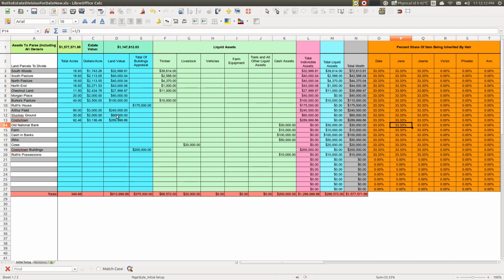The next section of this is we got to parse out who gets what. And Ruth may get pissed at Jeannie and take her all the way out of the will, but I think I have these pretty well set up for you.